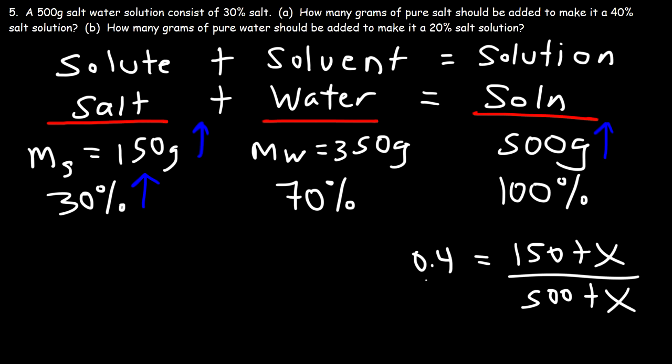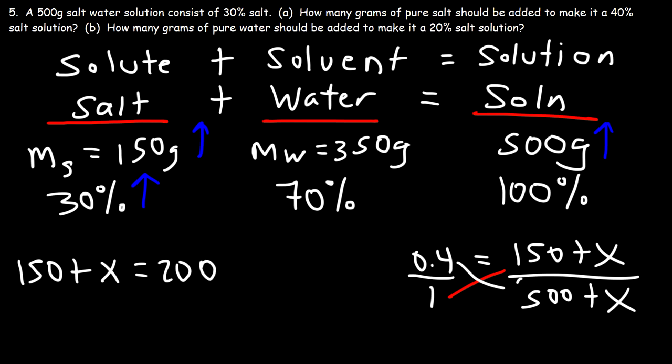Now I'm going to turn this into a fraction. So that's going to be 0.4 over 1. And now let's cross multiply. So 1 times 150 plus x, that's 150 plus x. And then we have 0.4 times 500 plus x. 0.4 times 500 is 200. And then we have 0.4 times x. Don't forget to distribute. So that's 0.4x.